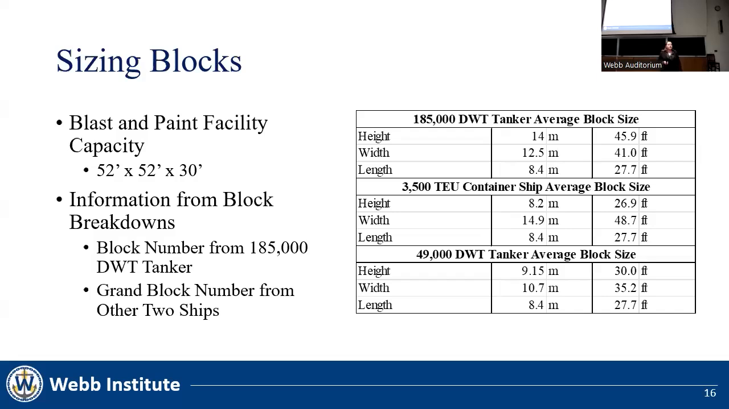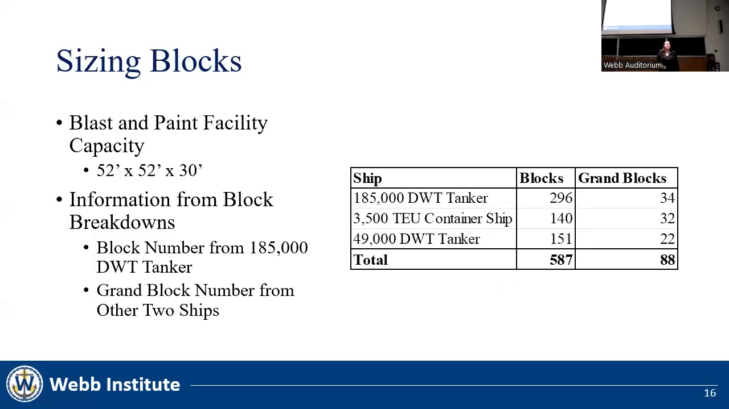Next, I had to determine the number of blocks and grand blocks to be transferred through the shipyard. This was a challenge as, in the large tanker block breakdown, the total number of blocks was available. However, no grand block information was given. Similarly, or oppositely, for the other two, I was only given grand block information. Therefore, using a combination of both of those, I was able to determine a total number of blocks of 587 and a total number of grand blocks of 88.